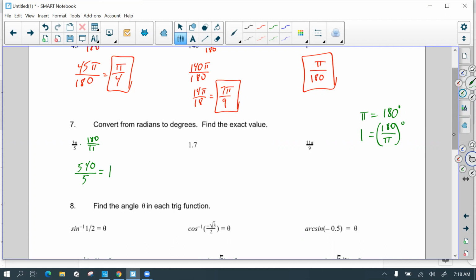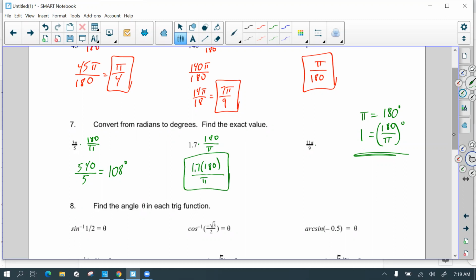Yeah, 108 degrees. 5 goes into 500 100 times, and then 5 goes into 48 times. 1.7, well, 1 radian is 180 over pi degrees. So if you got 1.7, you have 1.7 times 180 over pi. I know you don't have a calculator, so you're not going to be expected to multiply 1.7 times 180. That would be a little time consuming, so this would be full credit.